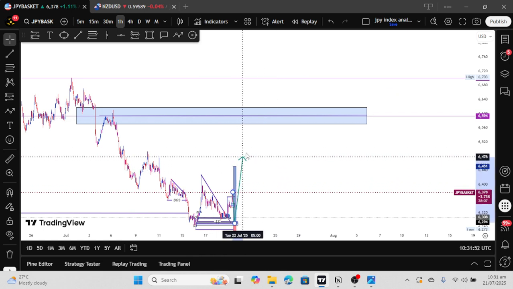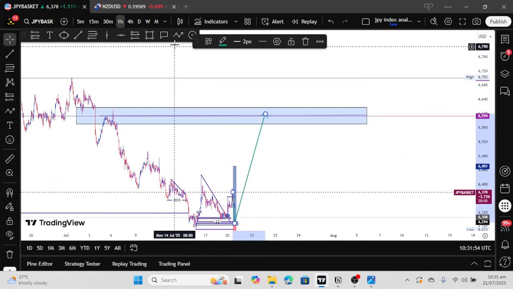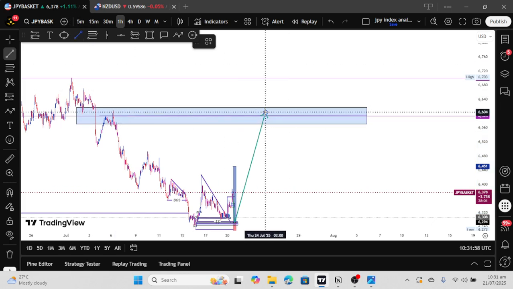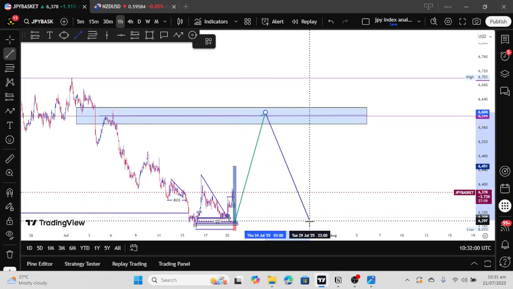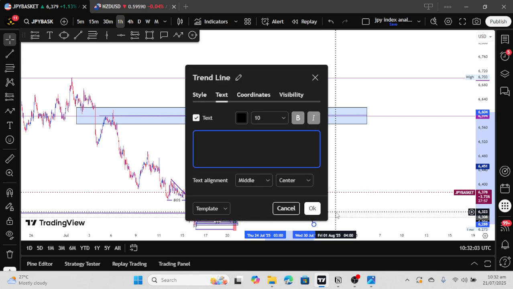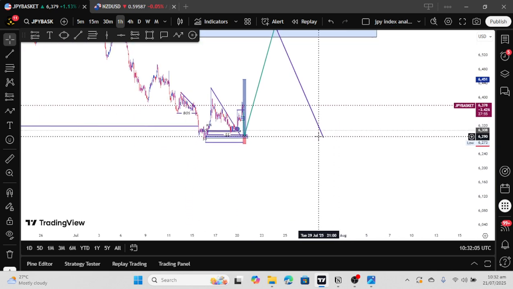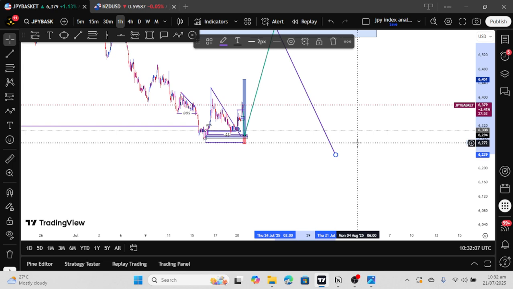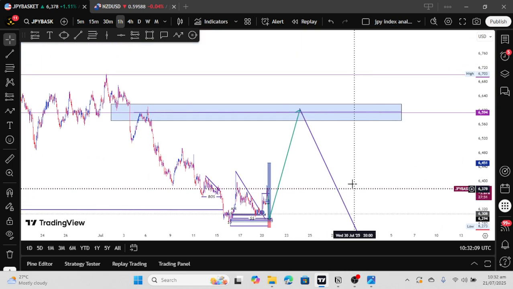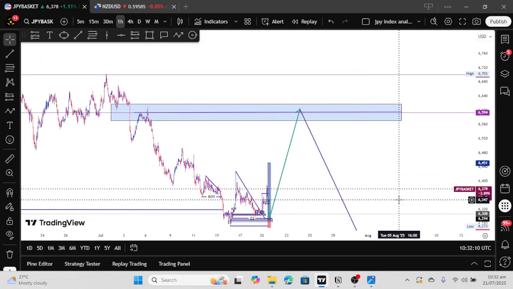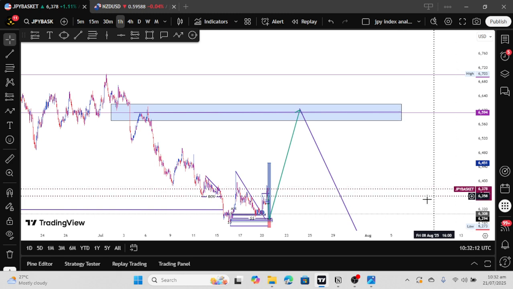So once we buy to this neckline point here, then we can look now for a change of character or market structure shift. Then we'll keep selling to the downside. So this is what I have here. These are my views. So let's go on the GBP JPY.